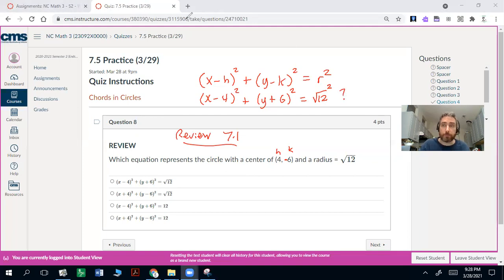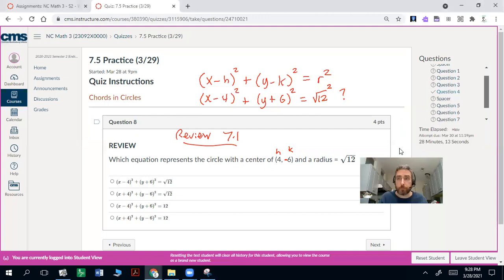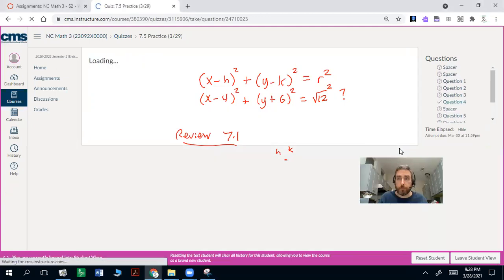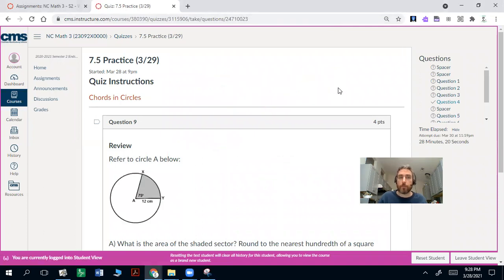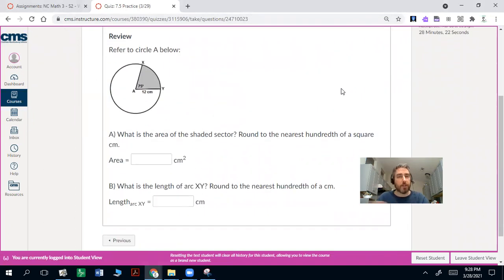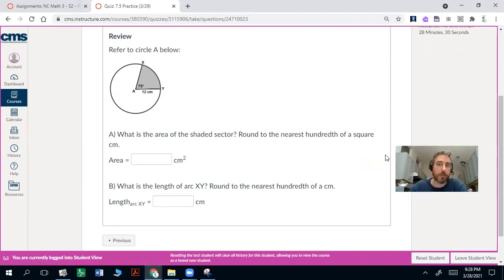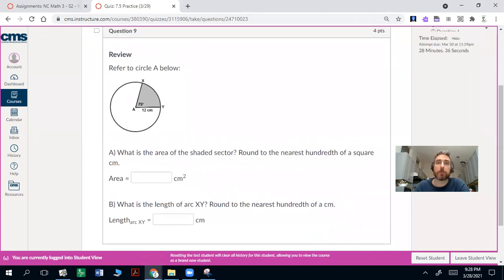And then the last one. Question number 9. What is the area of the shaded sector, rounded to the nearest hundredth of a square centimeter? And what is the length of arc XY, rounded to the nearest hundredth of a centimeter? In order to do those, you have to recall, and this was, by the way, 7.3 and 7.4.